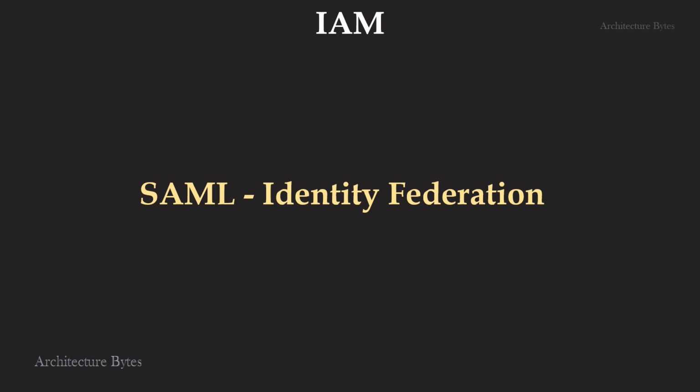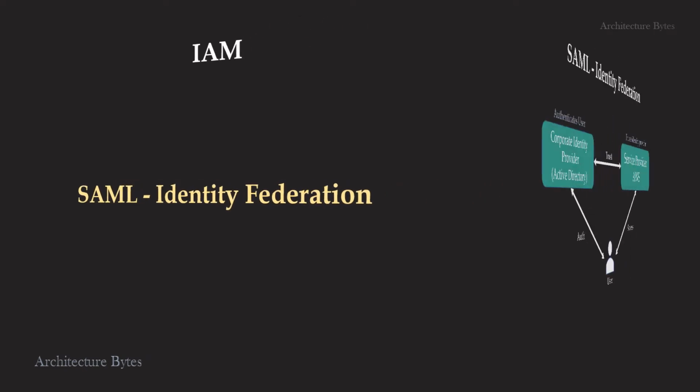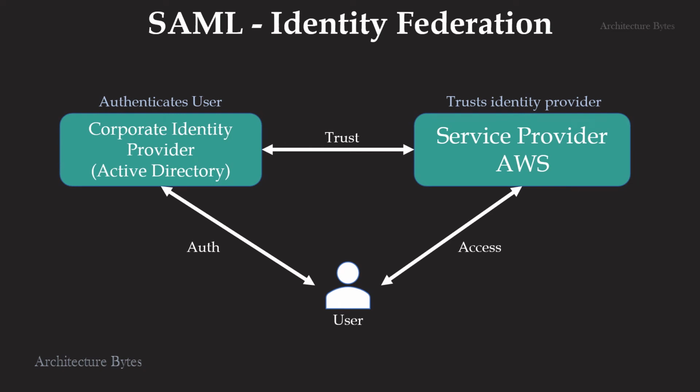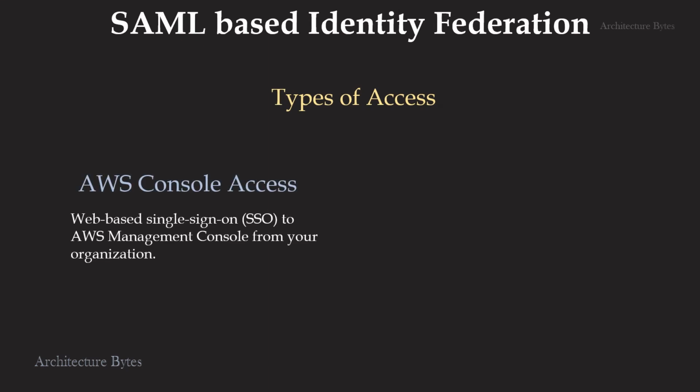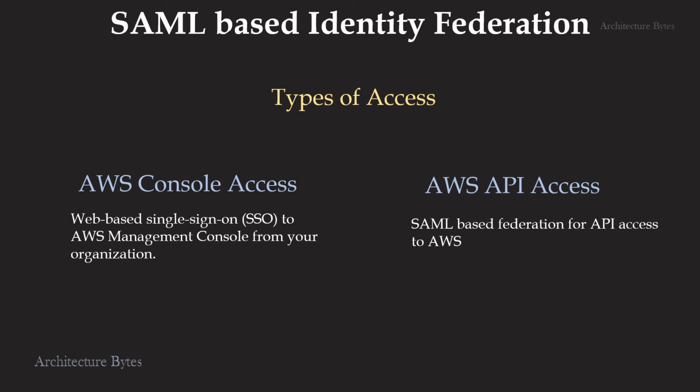Let's review SAML-based identity federation. SAML-based identity federation is supported by identity providers like Active Directory. If corporate users that exist in an on-premise Active Directory need to access AWS services, we would use SAML-based identity federation. Two kinds of access to AWS services may be needed: AWS Console Access, which is a web-based single sign-on from your organization, or API access to AWS.